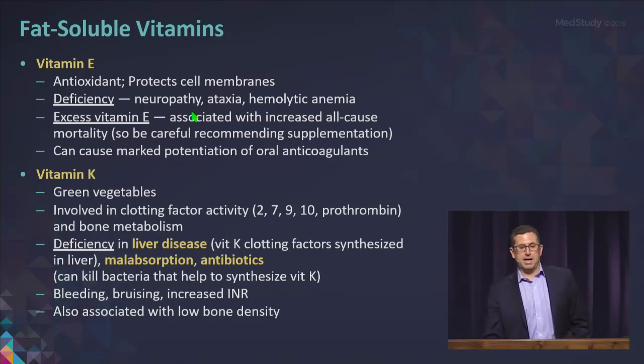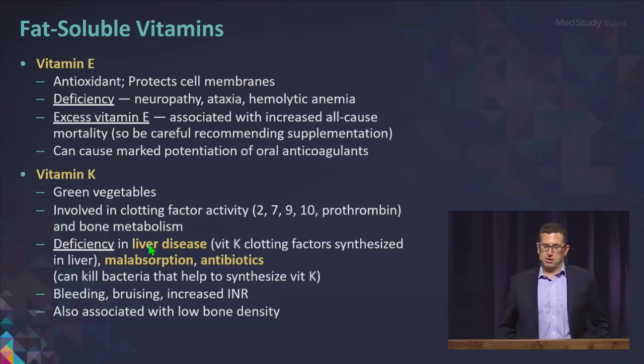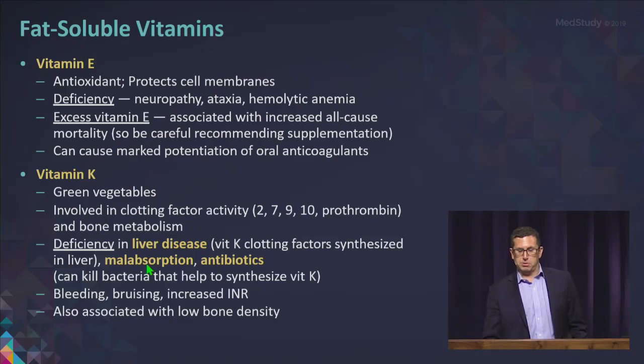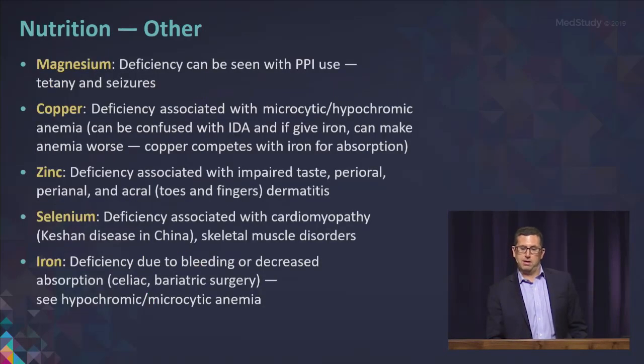Vitamin E is an antioxidant. It protects cell membranes. Deficiencies are associated with neuropathy and anemia. Excess vitamin E, I'm sure you've seen this in the medicine literature, is associated with all-cause mortality. So you have to be careful about just blindly prescribing vitamin E supplementation. Vitamin K is found in green leafy vegetables. You'll see deficiency in liver disease, malabsorption, and antibiotics. It's associated with bleeding, bruising, and increased INR.